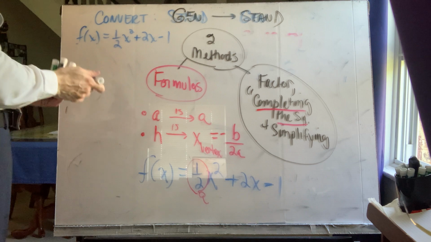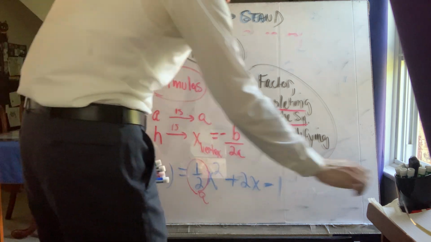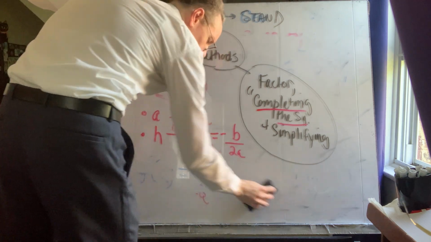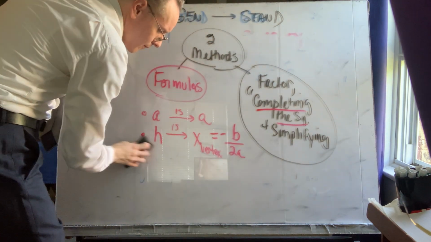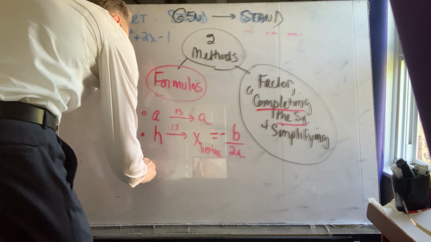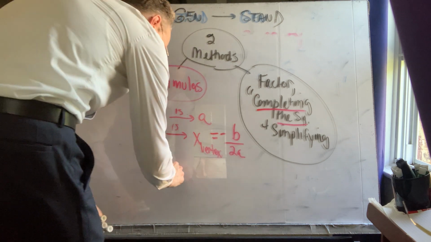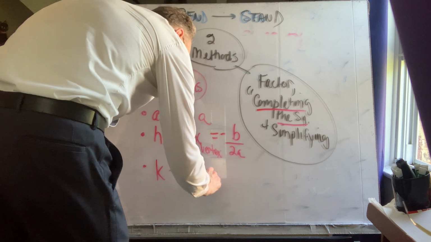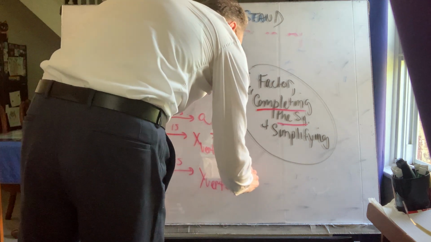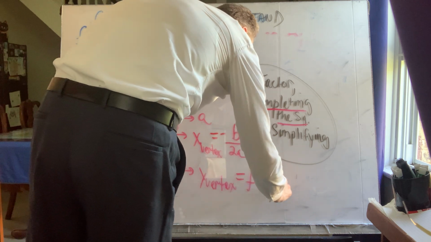All right. To get the k value, the k value is the y of the vertex, of course, right? And that is really just the function evaluated at x.